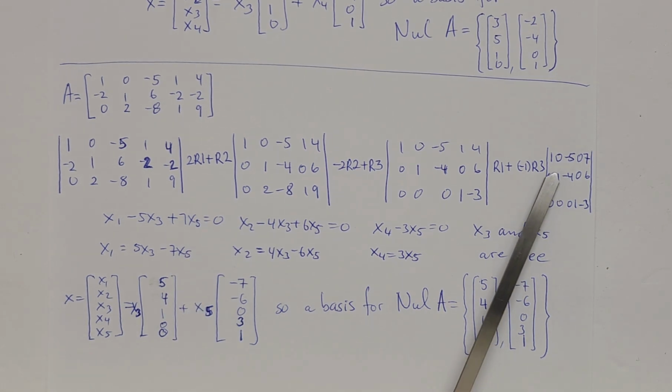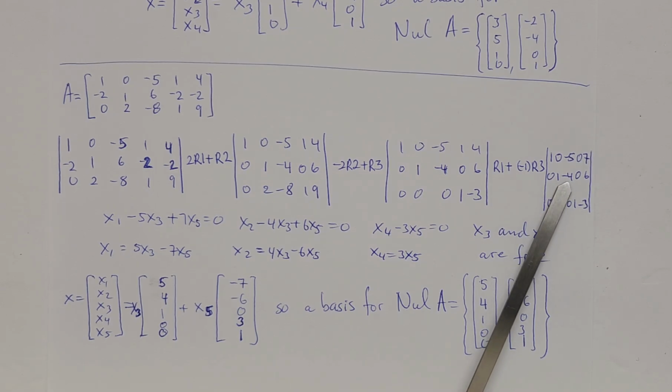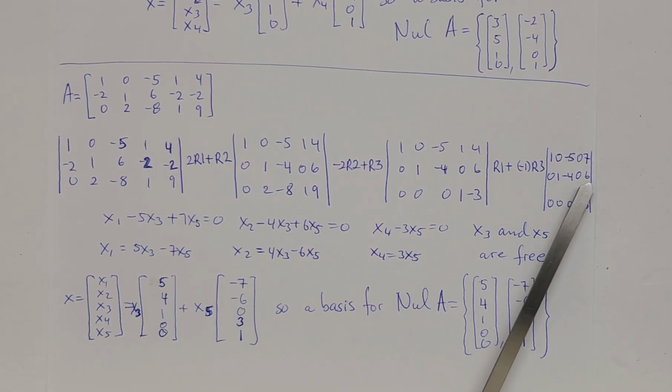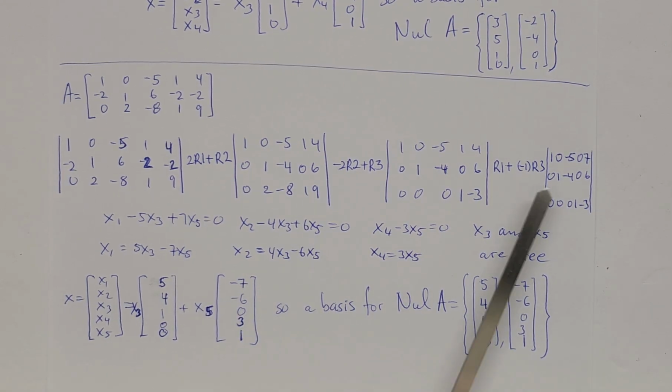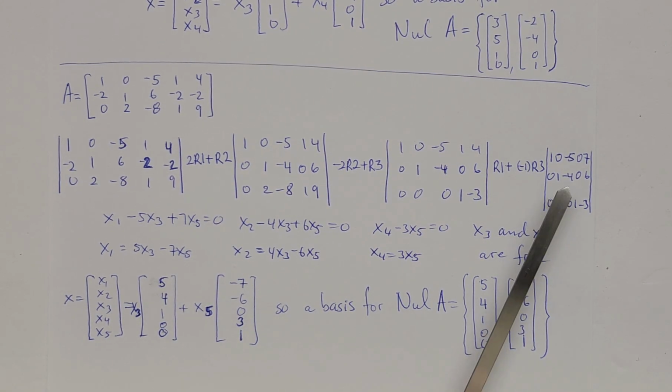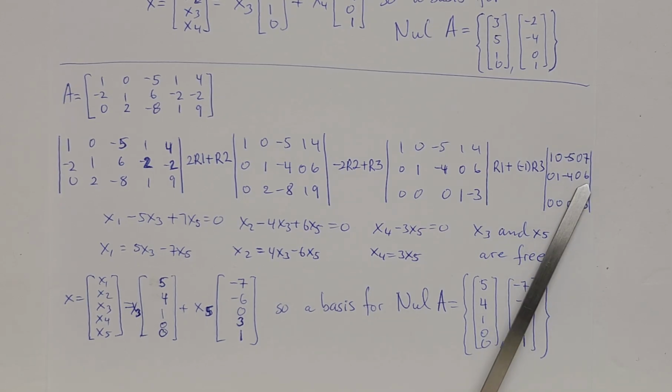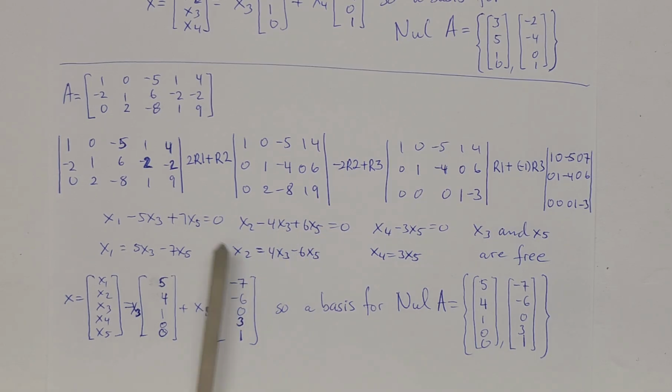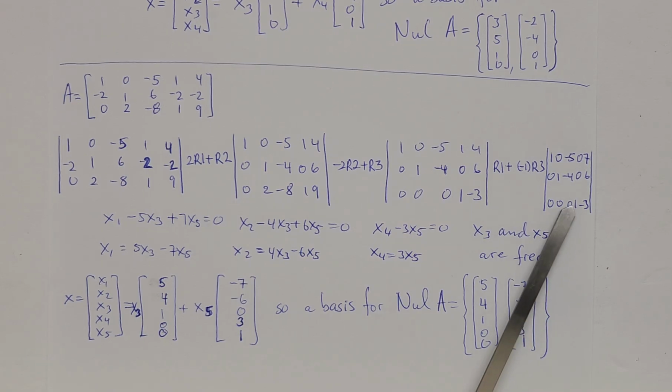Next, I have something in this pivot position. So x2 minus 4x3 plus 6x5, which I have right here. Now solve for the second term, and since it's a minus, bring it over, it becomes positive. Positive becomes minus.